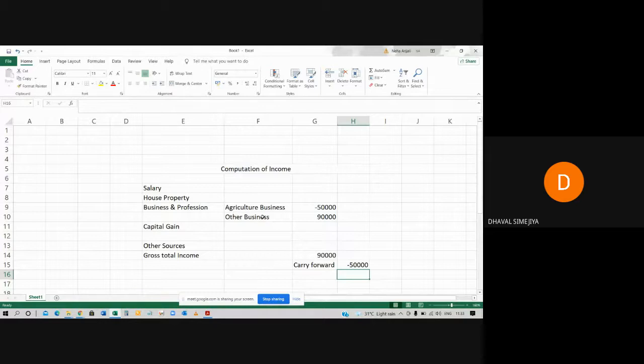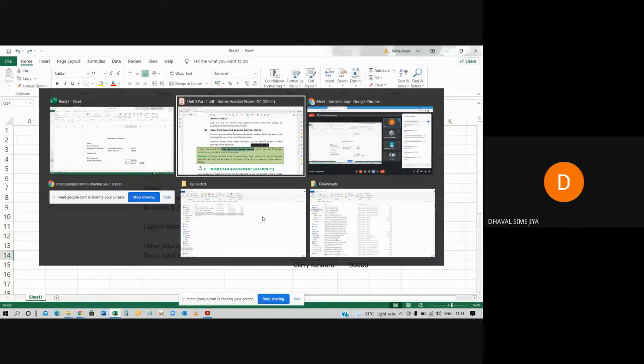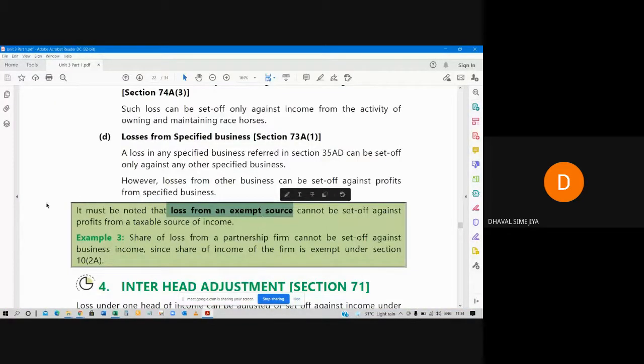Why, sir? Obviously, this is not a taxable amount. You are not going to pay any tax on it, but on this other amount, you have to pay the tax. And if you set off your taxable amount with exempt amount, then your gross taxable amount will be lower. It will be decreased, na? So government can't let that happen. That's why 90,000 will be the gross total income. I think it will be clear. So this is all about inter-source adjustment.